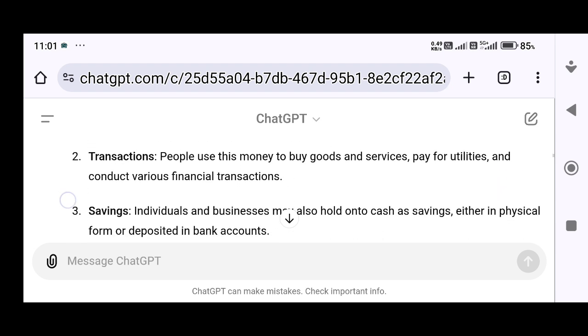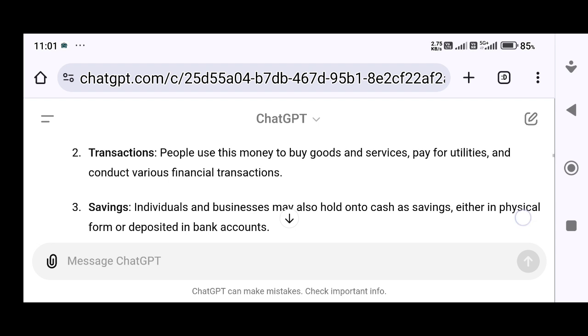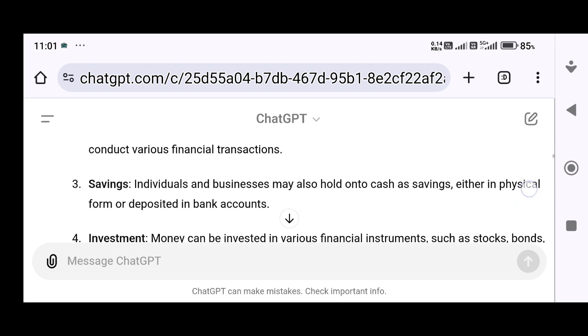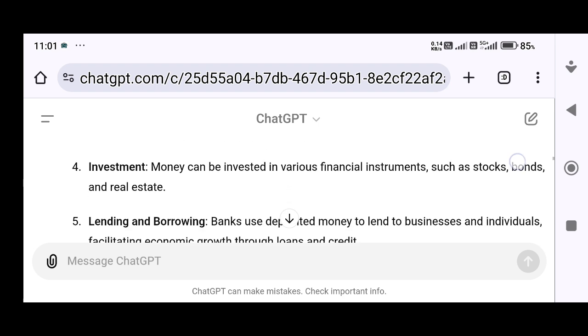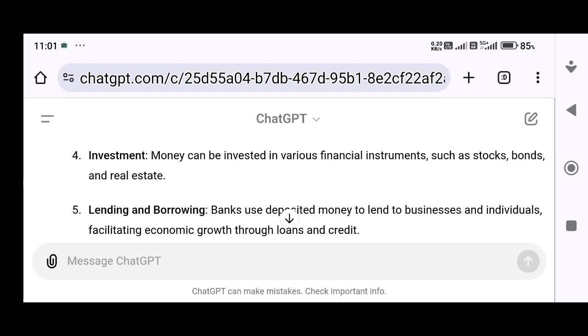2. Transactions. People use this money to buy goods and services, pay for utilities, and conduct various financial transactions. 3. Savings. Individuals and businesses may also hold on to cash as savings, either in physical form or deposited in bank accounts. 4. Investment. Money can be invested in various financial instruments, such as stocks, bonds, and real estate.